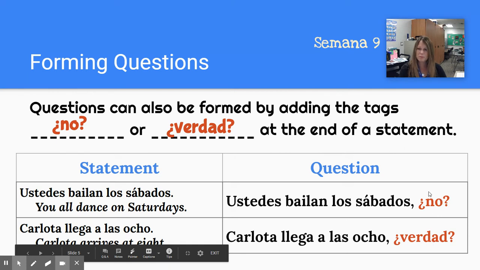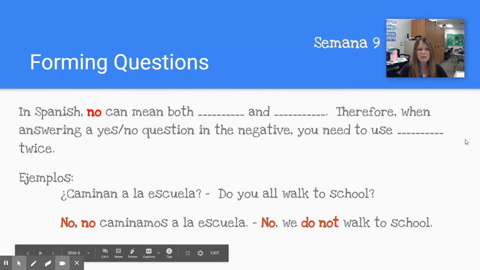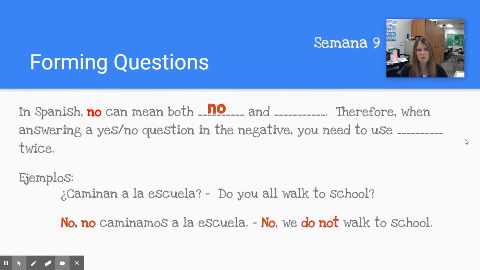And you only put the punctuation around the part that's being questioned, the question area. Carlota llega a las 8 means Carlota arrives at 8, and then ¿Carlota llega a las 8, verdad? means right. Okay.